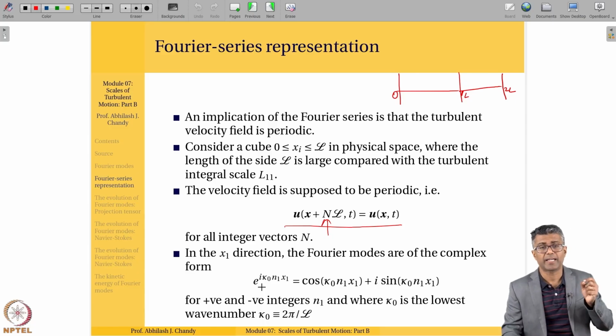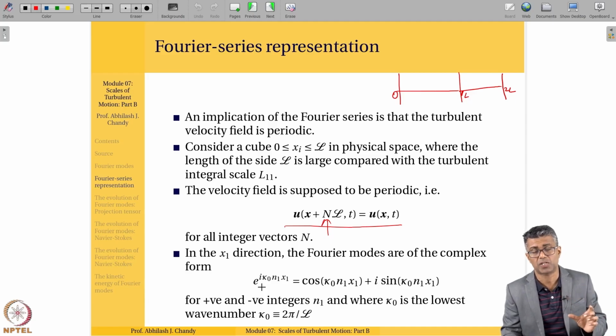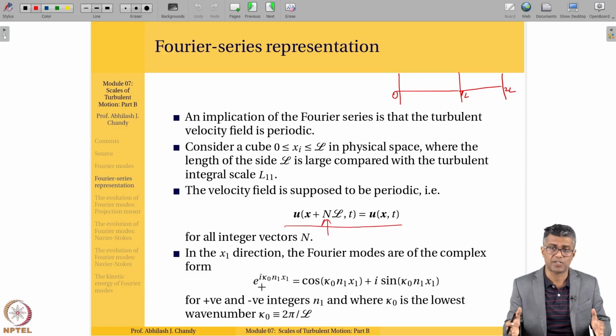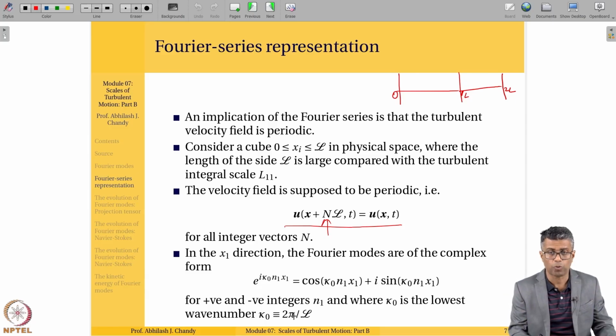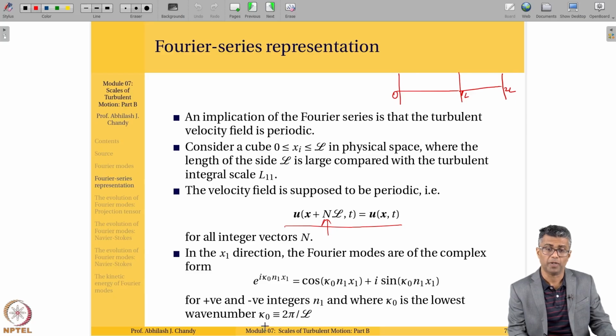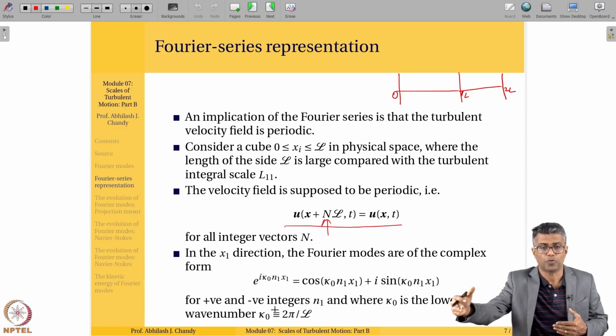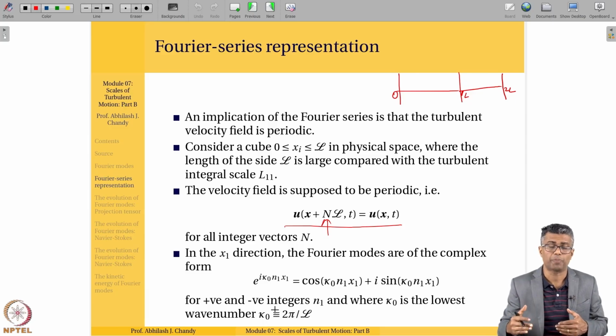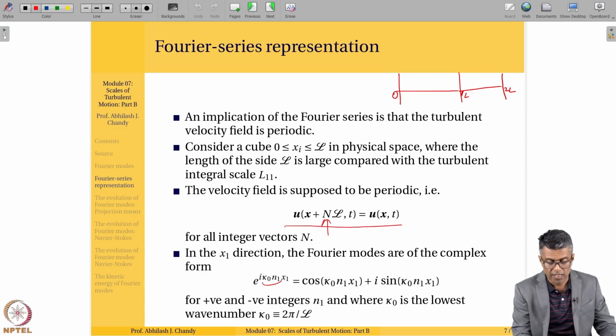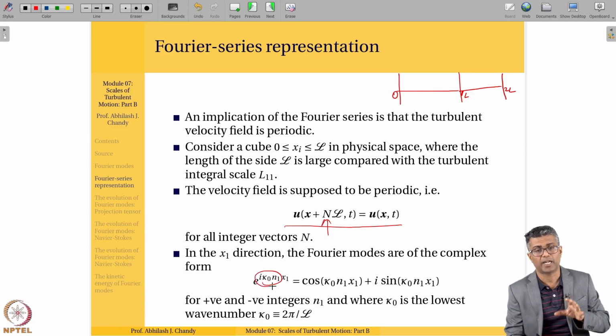positive and negative integers and k0 is the lowest wave number. K0 is the lowest wave number associated with the largest length scale, and the largest length scale is the size of the cube. So I have 2 pi over L, which is going to be the smallest wave number, and all other wave numbers are multiples of the smallest wave number. Makes sense. So if your smallest wave number is say 1, then you will have 1, 2, 3, 4, so on and so forth. So it is all integer multiples of the smallest wave number. All your wave numbers are integer multiples of your smallest wave number. So k0 n1, meaning k0 times n1.